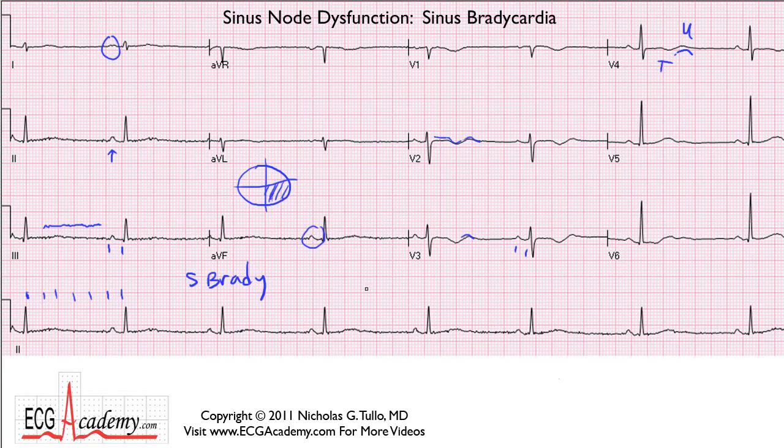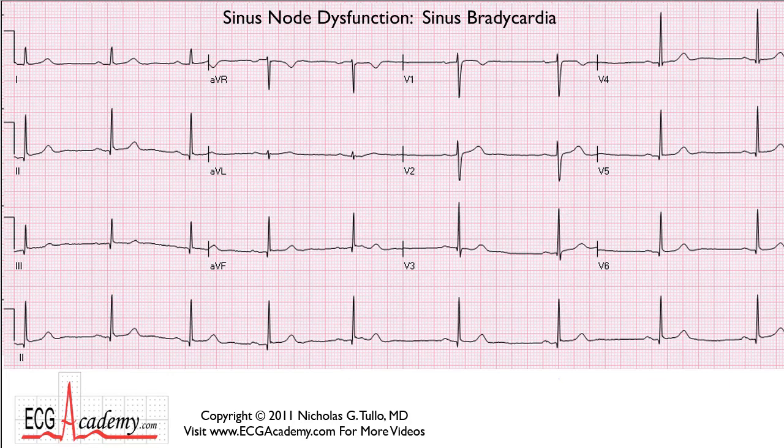Now, if this was a 40-year-old long-distance runner, a rate of 48 beats per minute would not necessarily be abnormal. So you have to take the clinical circumstances into account if you're treating the patient. But as far as making an electrocardiographic diagnosis, this would be abnormal. It's sinus bradycardia. Let's look at the next one.